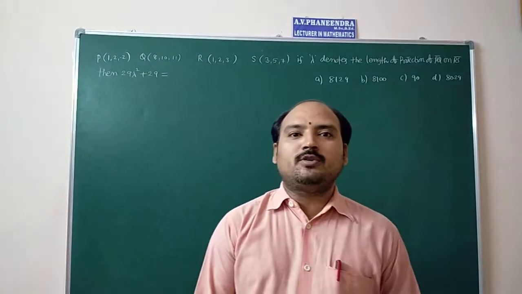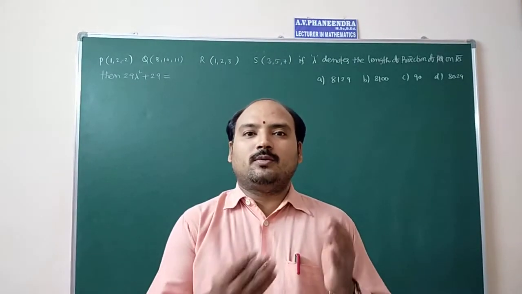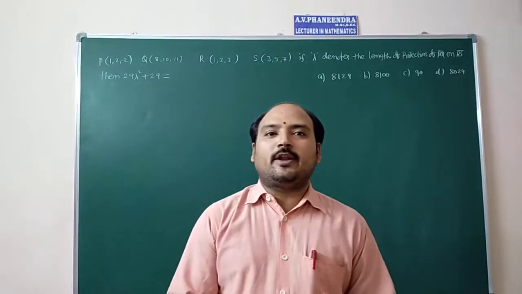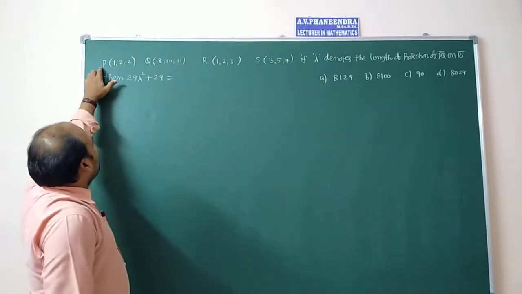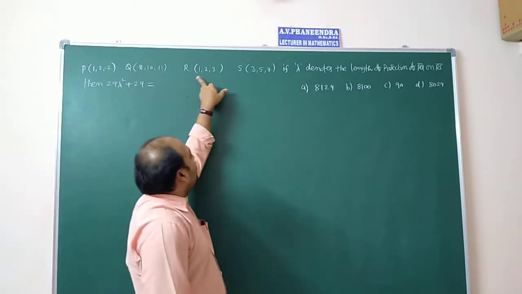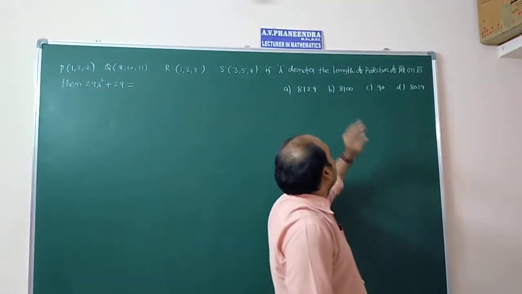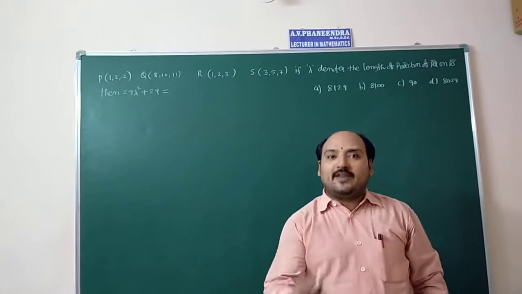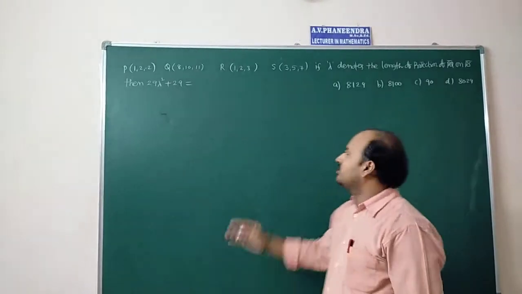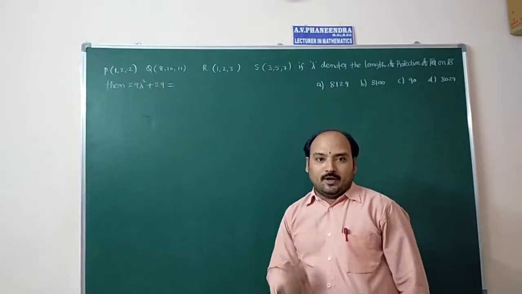In this video, I am going to discuss in 3D geometry the length of projection of PQ on RS, or AB on CD, and how to calculate this type of problem. See that P is (1, 2, -2), Q is (8, 10, 11), R is (1, 2, 3) and S is (3, 5, 7). If lambda denotes the length of projection of PQ on RS, then 29 lambda square plus 29 equals, and the options are given as 8129, 8100, 90 and 8029.